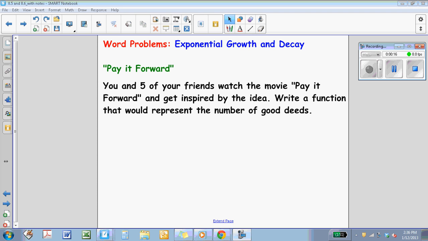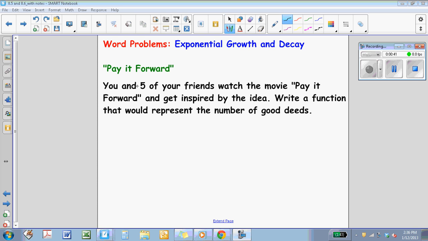So remember, the idea was that each person does 3 good deeds and those 3 people do more good deeds, or each person does 3 good deeds for somebody else. So here's a problem for you. You and 5 of your friends watch the movie Pay It Forward and get inspired by the idea. So you're going to follow the idea described in the movie. Write a function that would represent the number of good deeds.